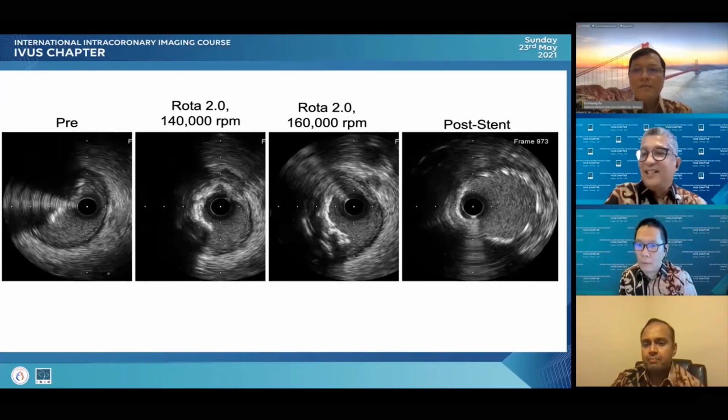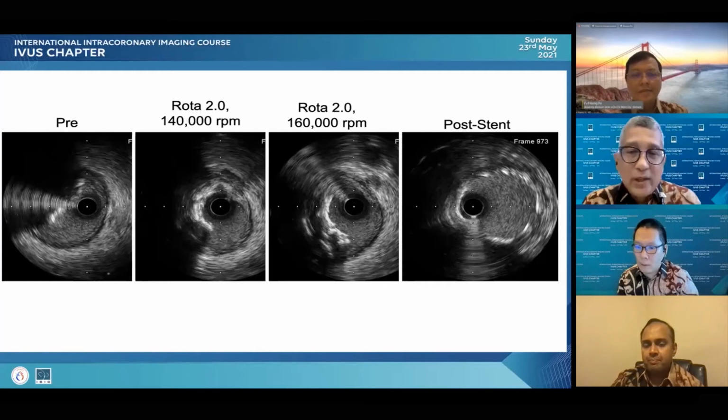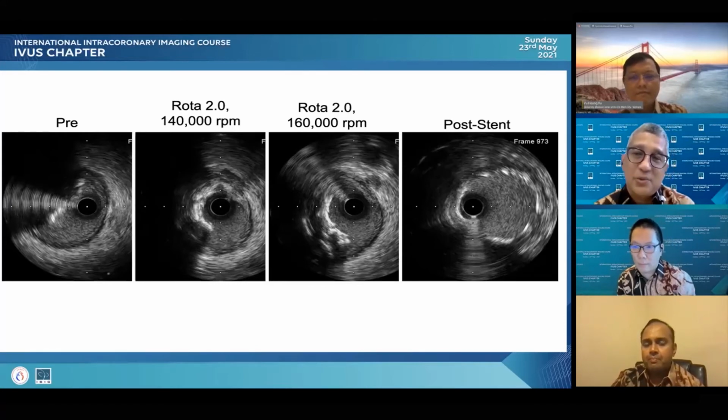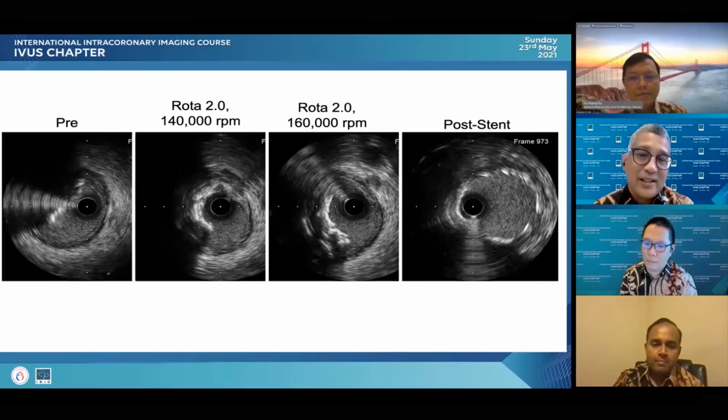Good. So, okay, we talked about wire bias a couple of times. Let's say we have a wire facing the healthy tissue. What is your strategy, Gautam? Do you change to the intermediate wire, or do you just manipulate the wire to get it facing the calcified one?